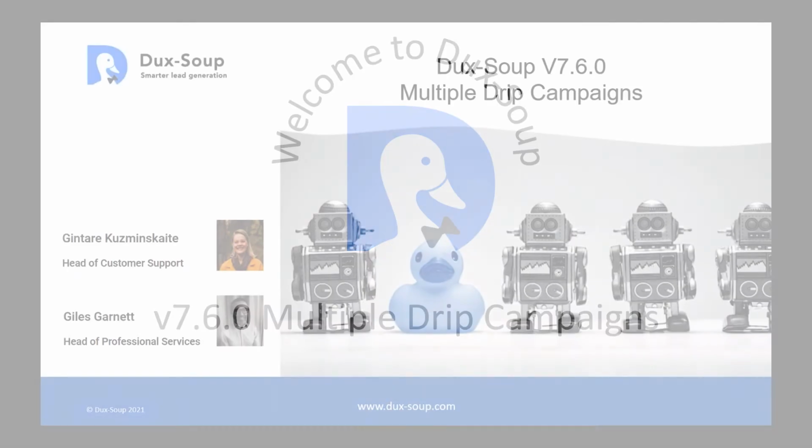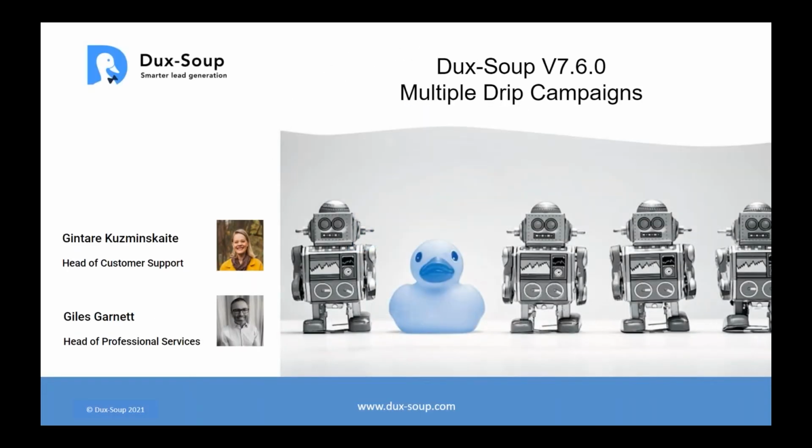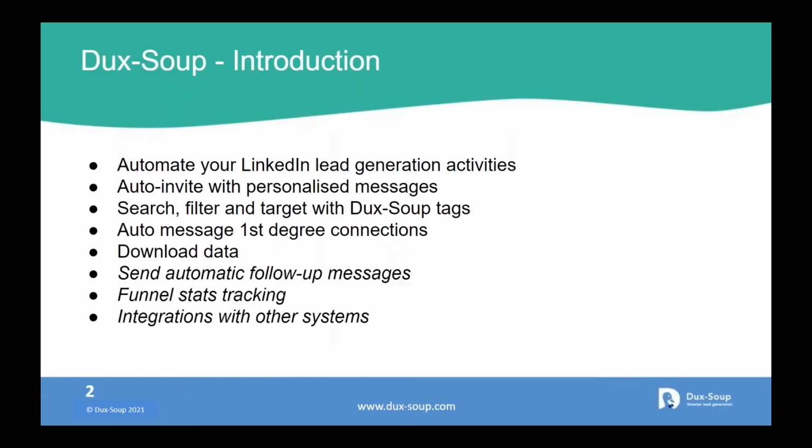Now, today's topic is 7.6.0, the multiple drip campaigns. So we're primarily targeting the Turbo users, those who are already using the follow-up campaign.